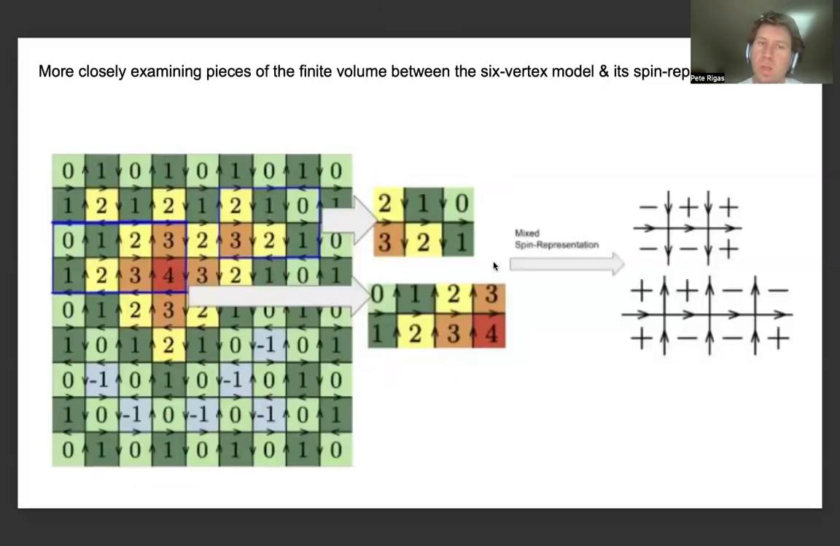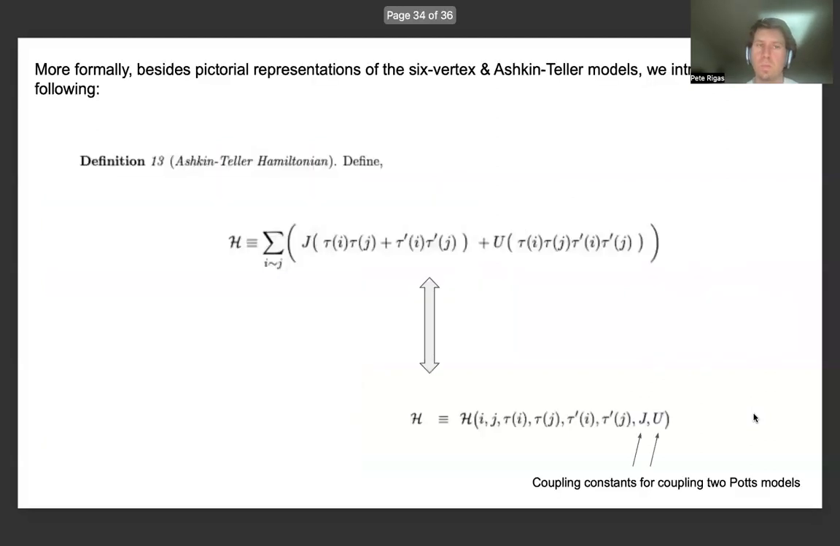And we can also more closely examine pieces of the finite volume between the six vertex model and its spin representation in the Ashkin-Teller model, because when we pass to the mixed spin representation from the height function of the six vertex model, we're going to encounter pieces of the finite volume which really make the marginal FKG and the marginal CBC properties of the probability measure for the Ashkin-Teller model very important to be able to obtain some types of estimates for crossing probabilities in the strips of the square lattice.